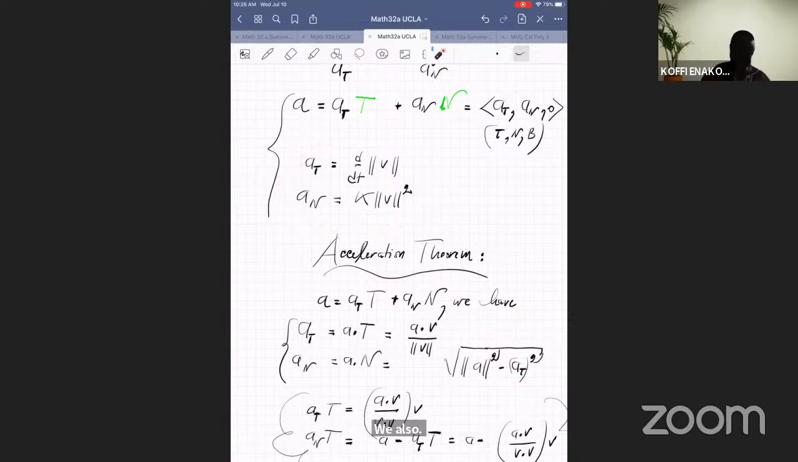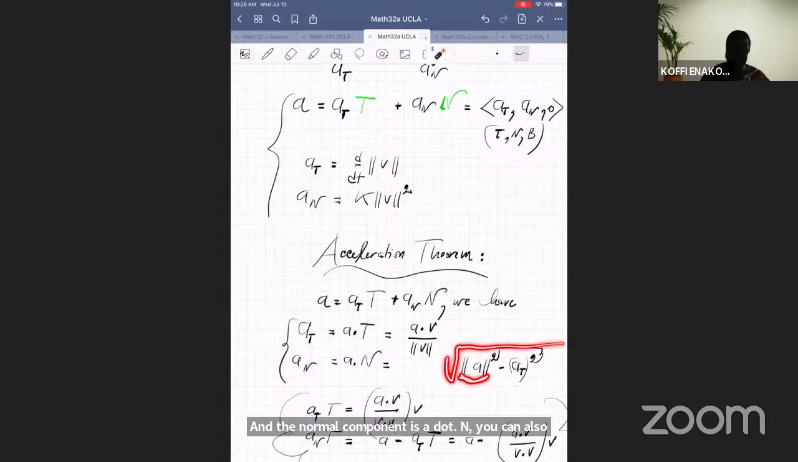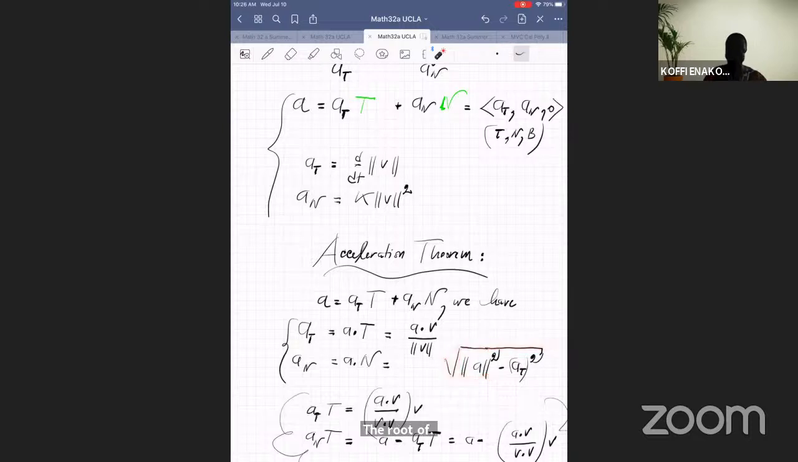Besides these two formulas, the tangential component is A dot T. I will prove that. You can also change it into A dot V divided by the norm of V, like this. And the normal component is A dot N. You can also change it into the root of the magnitude of the acceleration vector squared minus the tangential component squared. So all I'm saying is, the tangential component A sub T is the derivative with respect to t of the speed, but it can also be expressed as A dot T or A dot V divided by the norm of V, okay?